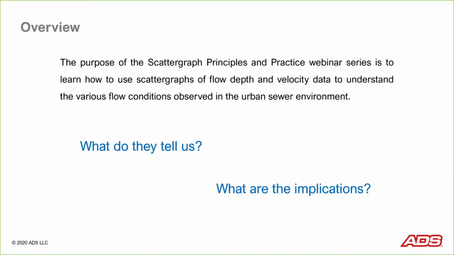Now, just an overview about this webinar series. The purpose of this series is really for us to learn how to use scattergraphs of flow monitor data. And particularly, I'm talking about the depth and the velocity data from area velocity flow monitors to understand the various flow conditions that we observe in what I call the urban sewer environment. With each webinar, there are 2 questions I want us to focus on: what do these scattergraphs tell us? And just as important, or perhaps even more important, what are the implications that these scattergraphs imply?